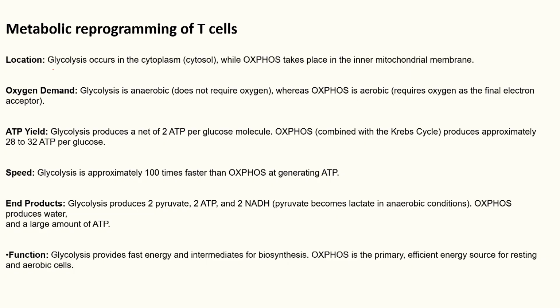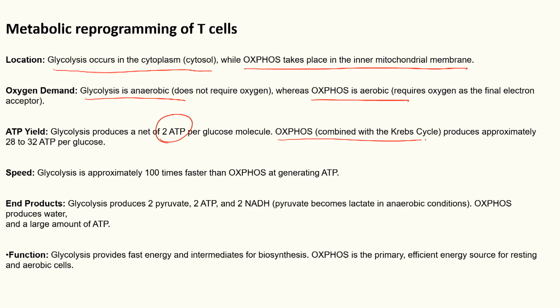Glycolysis is a process that happens in the cytoplasm, the cytosol, while oxidative phosphorylation takes place in the inner mitochondrial membrane. Glycolysis, as I said, is an anaerobic process and doesn't require oxygen, whereas oxidative phosphorylation is an aerobic process which requires oxygen. Glycolysis mostly produces a very small amount of ATP, 2 ATP, while oxidative phosphorylation in combination with the Krebs cycle can produce approximately 28 to 32 ATP per glucose molecule utilized. So this is a more energy producing process. Glycolysis is very, very fast as compared to oxidative phosphorylation. So it's a very fast process.